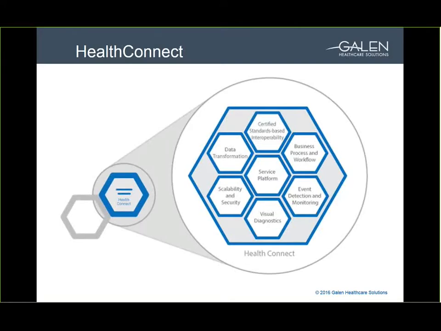Some of the other things that are included with Health Connect: there's business process and workflow management. Essentially, this is going to be your message routing, and there's a lot of great visualization and tools used within Ensemble that can really help with your workflow and your business processes. There's data transformation, which is pretty standard for most integration engines. Ensemble has a pretty great tool that allows you to do this pretty easily.